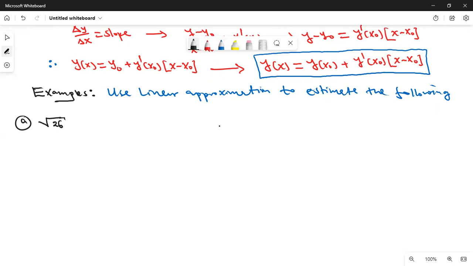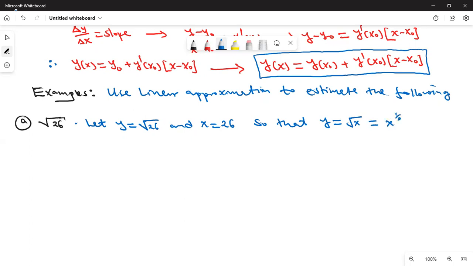This is how you start. You are going to say, let y be equal to the square root of 26 and x is equal to 26, so that y of x, or simply y, is equal to the square root of x, which you can write as x raised to 1 over 2.